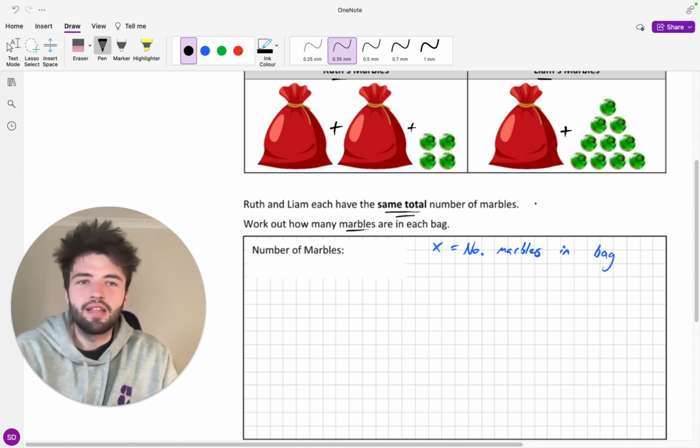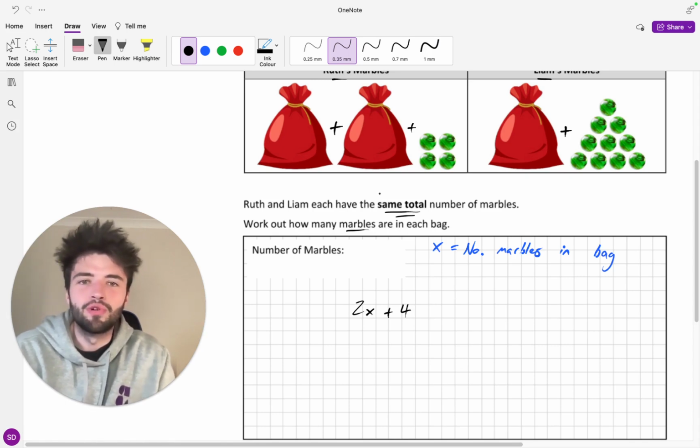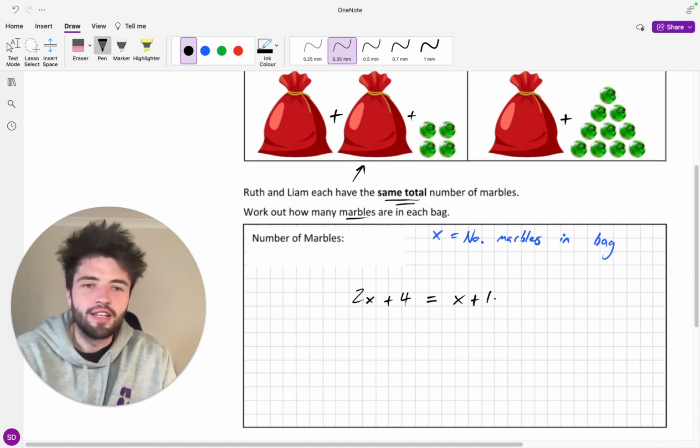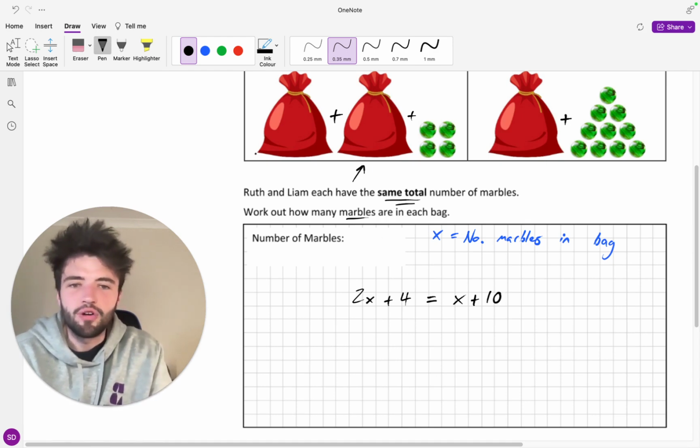And so we can say that essentially Ruth's 2 bags, which we can call 2x, plus 4 loose marbles, which we're just going to call 4. And so all of our numbers here are a number of marbles. So we've got 2x plus 4 for Ruth's marbles, and we can see that in the diagram. That makes sense. And we know this is the same as Liam's number of marbles, which is 1 bag, or 1x, plus 10 loose marbles, excuse me. So Liam has 10 loose marbles, and so this is going to be our equation.